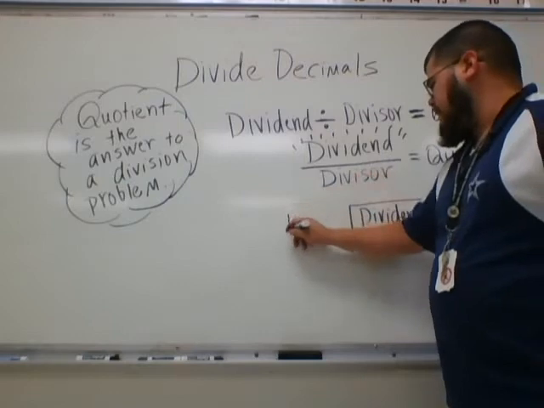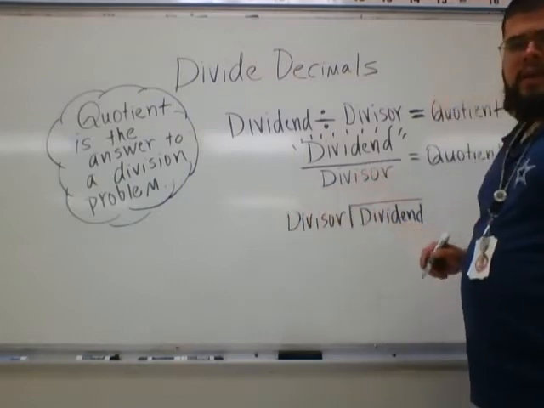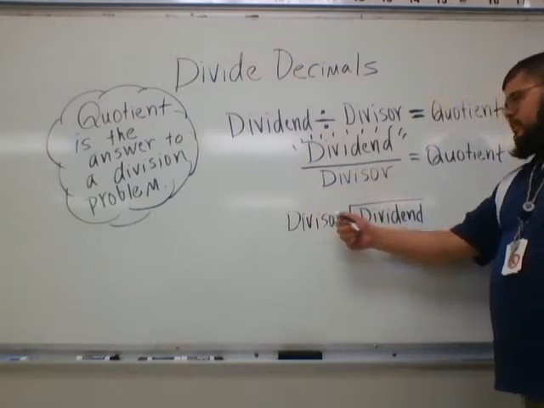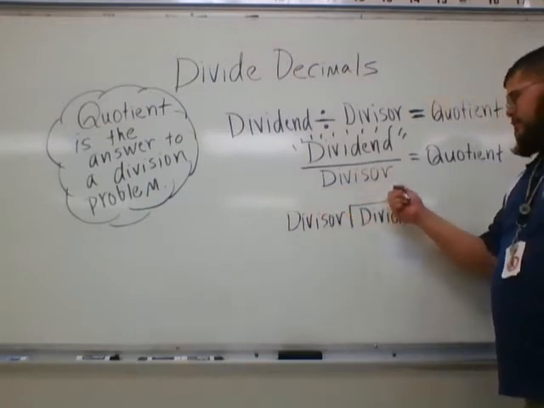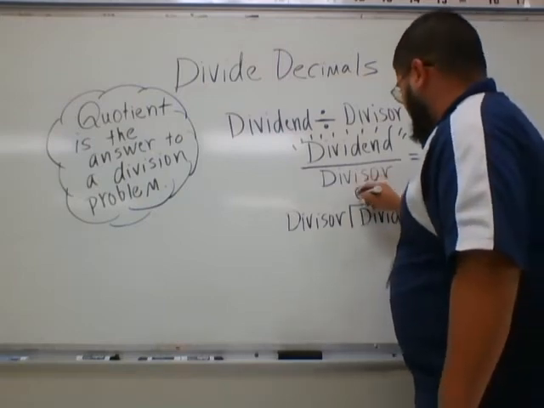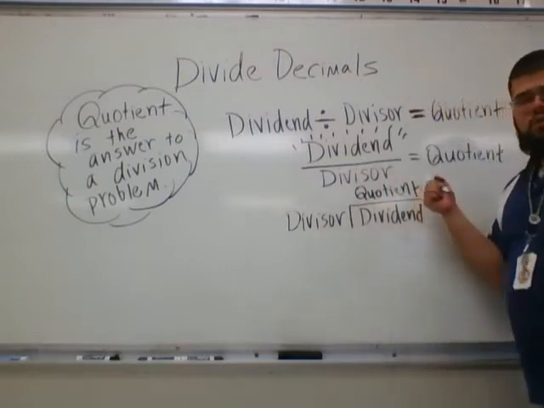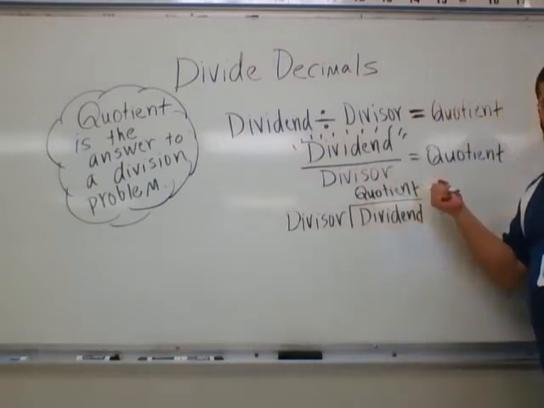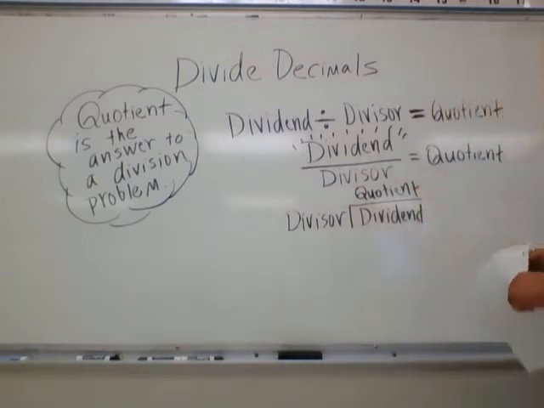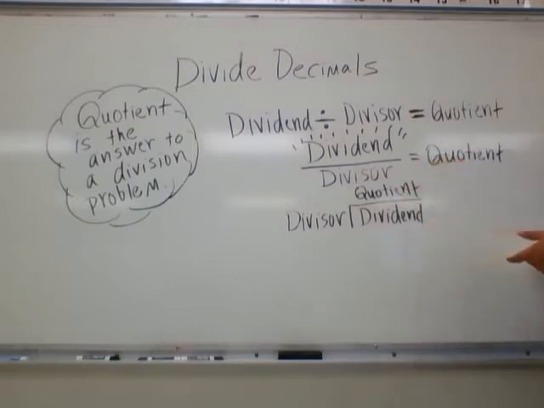The divisor, he's the crazy one. He wants to stay outside. And then we end up doing this division problem, and what do we get up here at the top? At the top, he's the really crazy one. That's the quotient. That's the answer, right? So this is just a way to remember the actual steps and where things go when we're dividing, okay? I'm going to go ahead and pause it there.